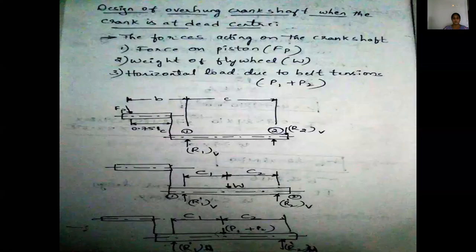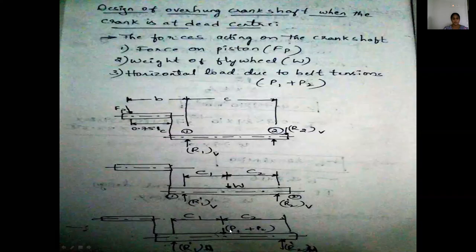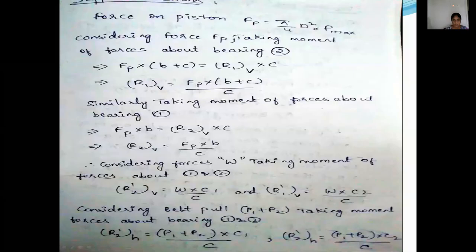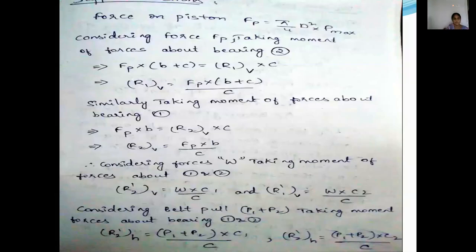Okay, the design process of the overhanging crankshaft. When the crank is at dead center, the forces acting on the crankshaft are, first, the force on the piston Fp, the weight of the flywheel W, and the horizontal load due to the belt tensions P1 plus P2. These are the three images which we are seeing, with the supporting reactions B and C for the vertical direction reactions, and for the horizontal reaction we are taking P1 plus P2 with the distances C1 and C2. By this, the reactions would be considered throughout the problems in the design process.